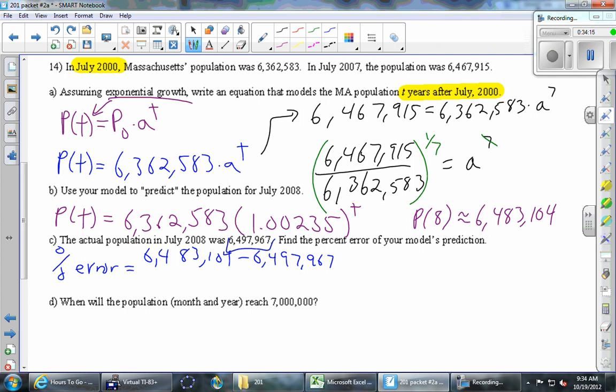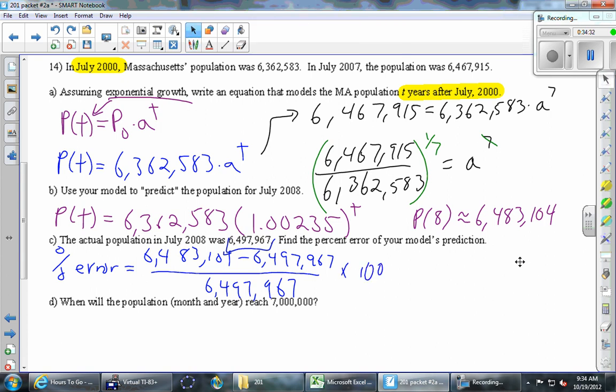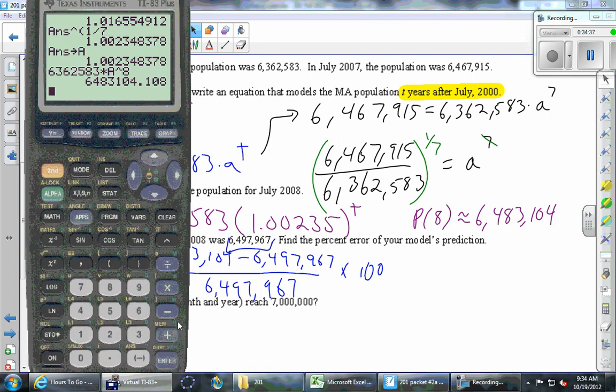And once we have the difference, what do we do? We divide by the actual answer. Yeah, 6,497. You always want to compare it to the right answer, not to your prediction. Got to put the correct number down there. And if you feel like it, multiply by 100, so it really looks like a percent. Okay, so again, lots of care as we type all these things in.